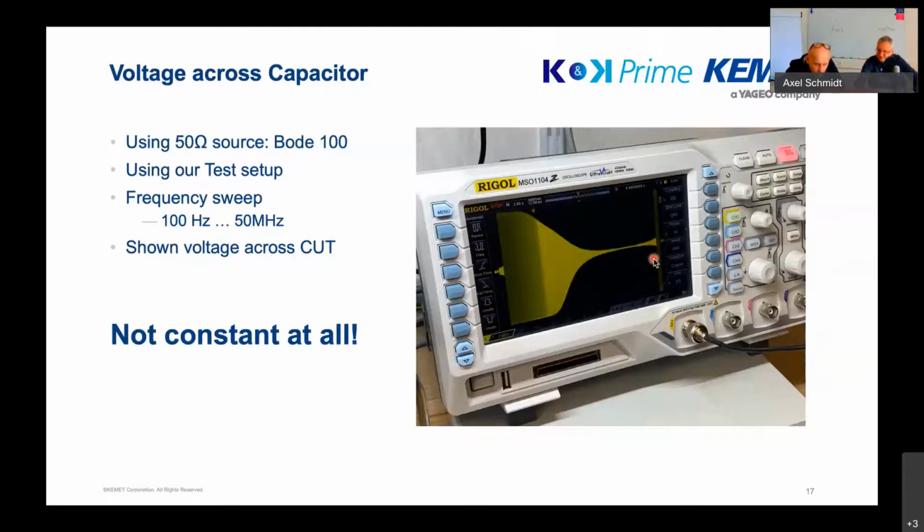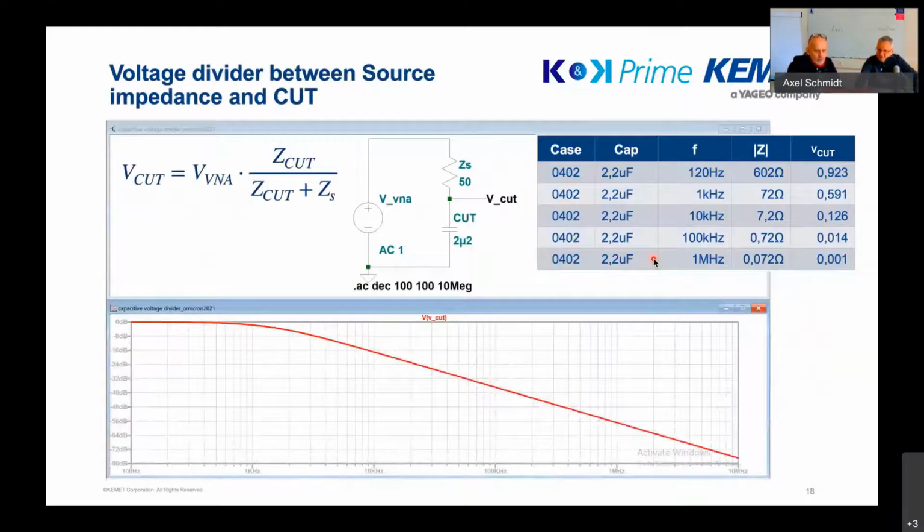I think we also need to speed up. Let's give it time. Okay.